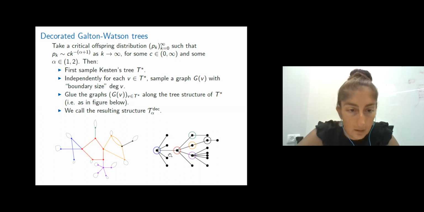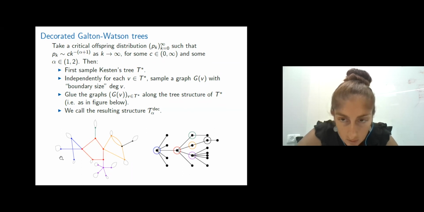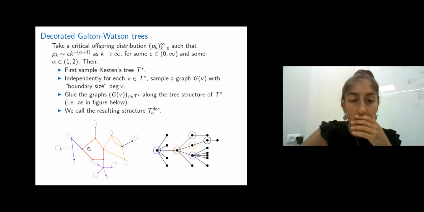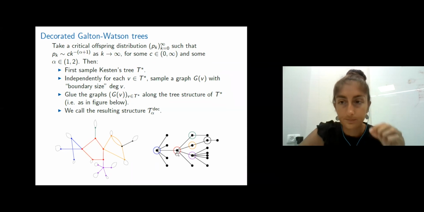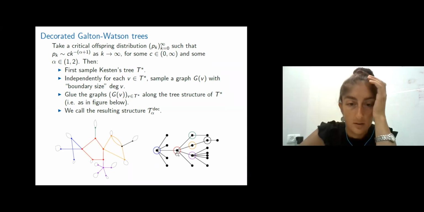And 1, 2, 3, 5, and maybe I actually can't count, and this should have an extra vertex. But basically what's important is that the boundary of this red one, for example, is 5, and this corresponds to the degree of this vertex here. And similarly for the others. Okay.